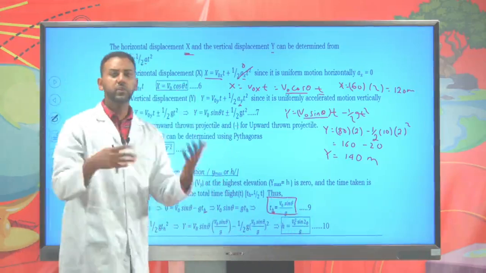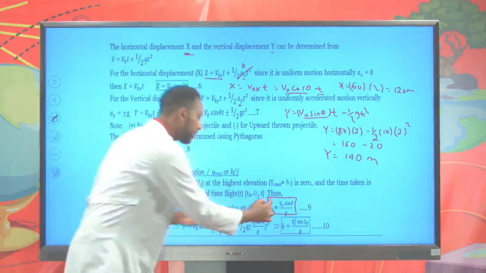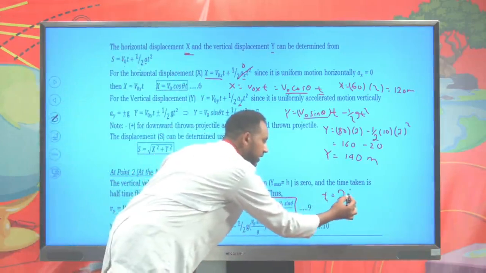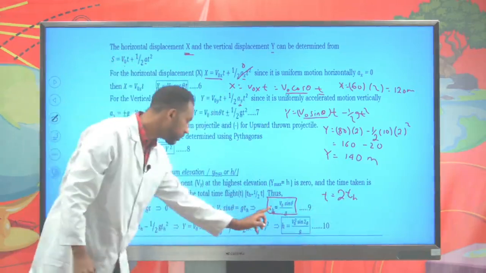And to find the total time of flight, for the total projection of the projectile, you can double this time. The total time of flight becomes twice the half-time flight. Okay, the half-time flight, it's possible to find that.